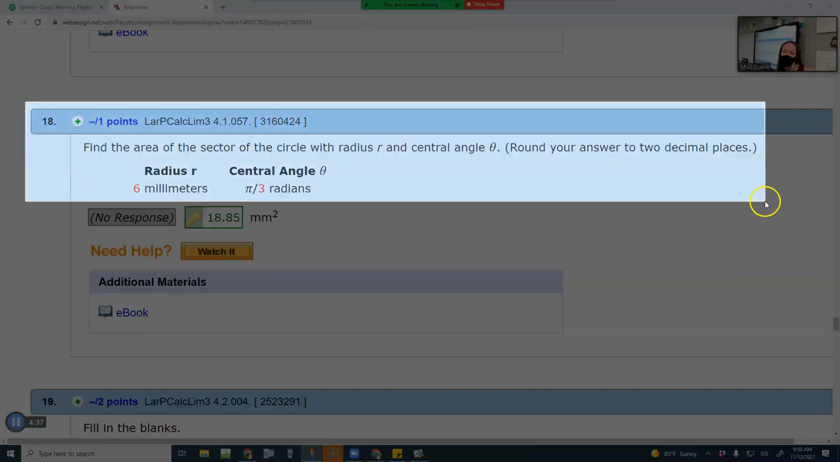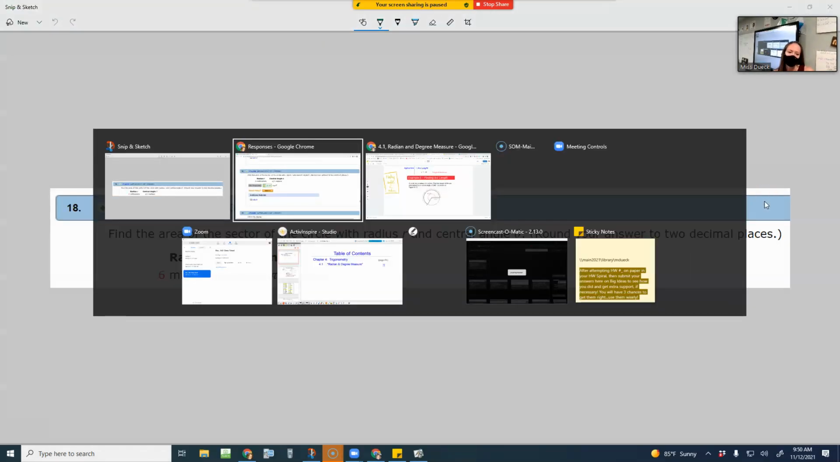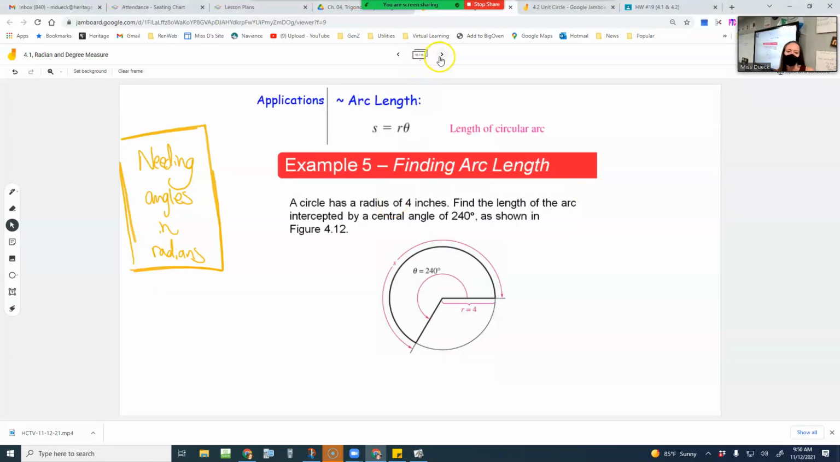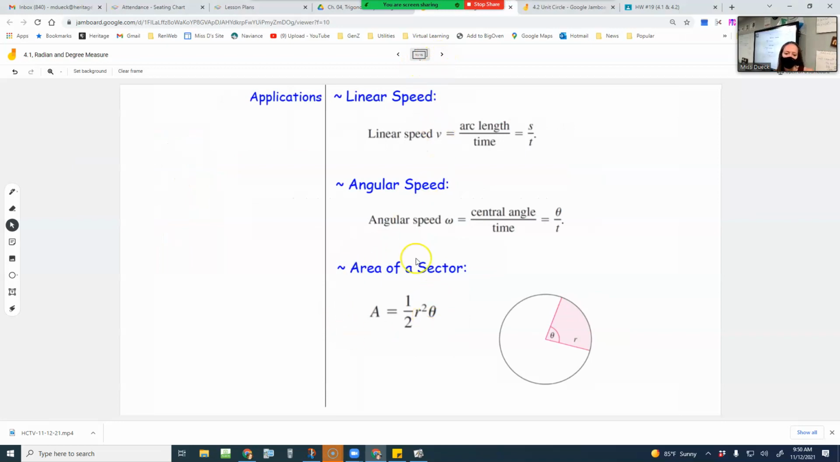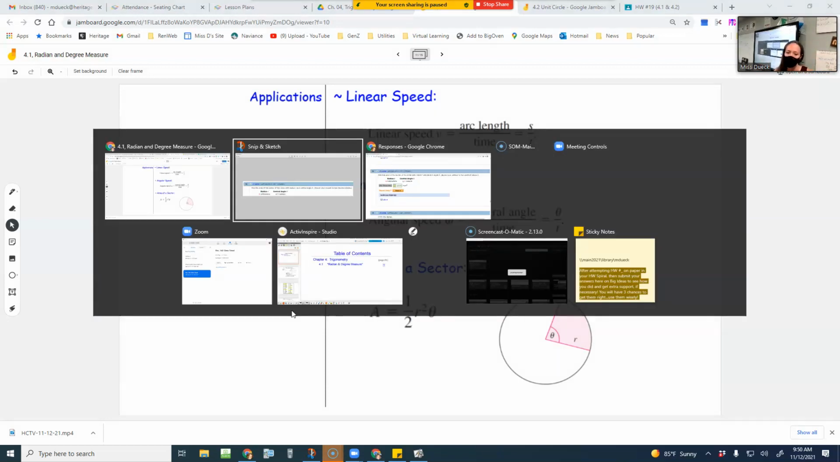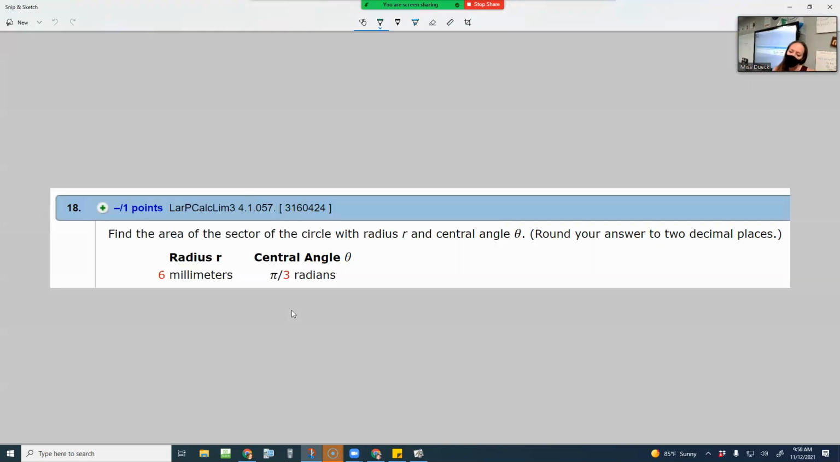It says, find the area of the sector. Now you guys can access the Jamboard, so even if you didn't want to go looking in your notes, you just have to find which one talks about the area of a sector. There it is, and we have the formula for it. So, can you plug into a formula? Let's see.